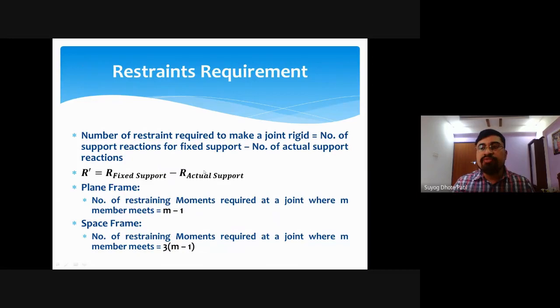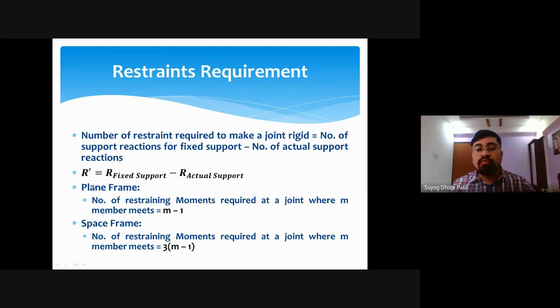And if the actual support is a hinge support, suppose, a hinge support has two reactions. So R dash will be 3 minus 2, which is 1. Okay, simple. So R dash is dependent on R.